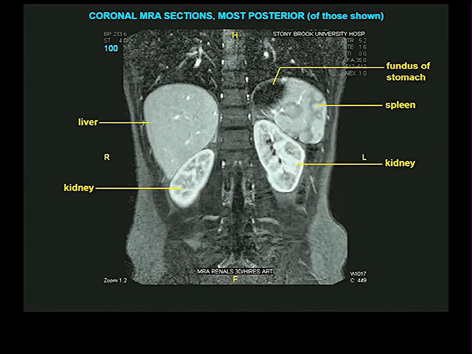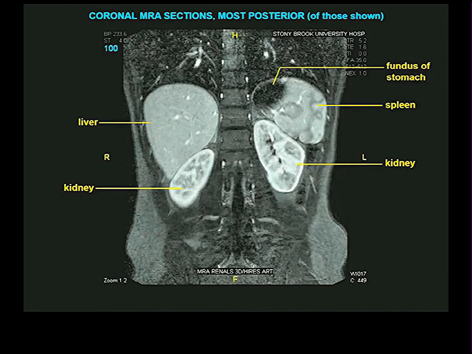And then we'll just finish up with magnetic resonance imaging. This is a magnetic resonance angiogram. We're going to start at the back and work forward again. All we're going to do is concentrate on the relationships of structures.